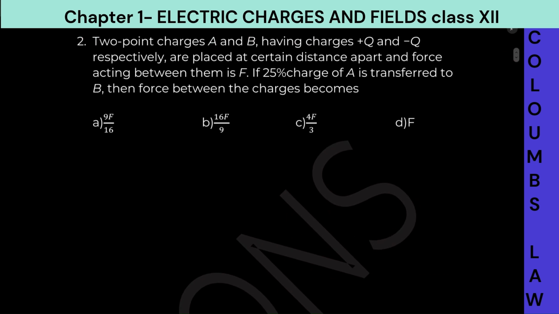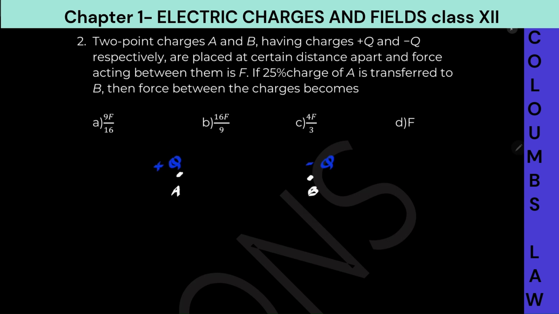Question number 2 says two point charges A and B. There are two charges A and B. Let's draw a rough diagram over here. Let me take this as our A and this as our B, having charges Q and minus Q. So let me write here plus Q and here minus Q.